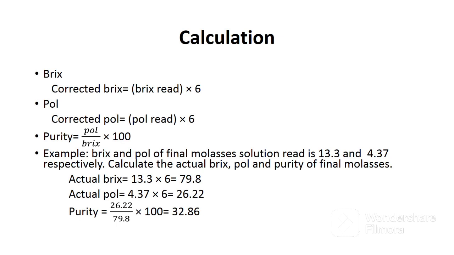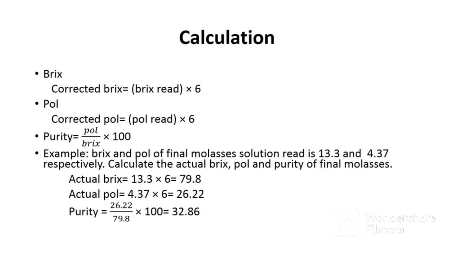So for our case, the dilution factor is 6. This is because we mixed 100 grams of the sample with 500 grams of distilled water. So our ratio was 1:5. So total ratio will be 1 plus 5, which is 6. So 6 is our dilution factor. So to get the exact BRIX of our sample, you take BRIX read times 6. So for example, the BRIX read of a massecute was 15. You will take 15 times 6, which is equal to 90. So the exact BRIX of massecute is 90.